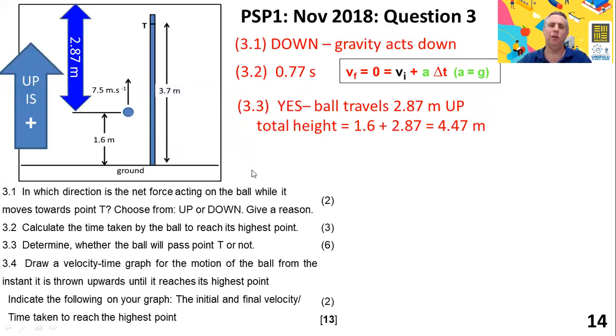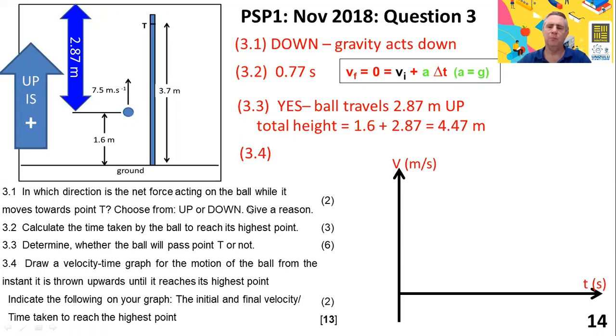Now, I'm most interested in 3.4. Draw a velocity time graph. It's only 2 points, but obviously you need a vertical velocity axis, a horizontal time axis. We've learned that the graph will be decreasing from the initial velocity, which we were given is 7.5 meters per second, to 0. And we calculated there in 3.2 that the time is 0.77 seconds.